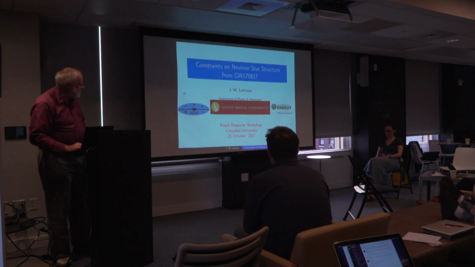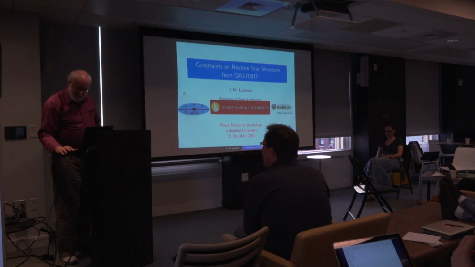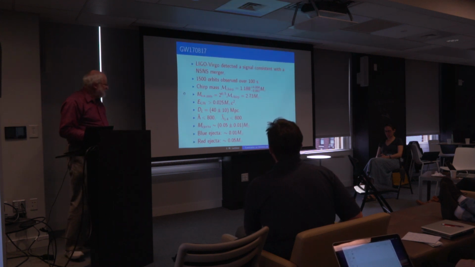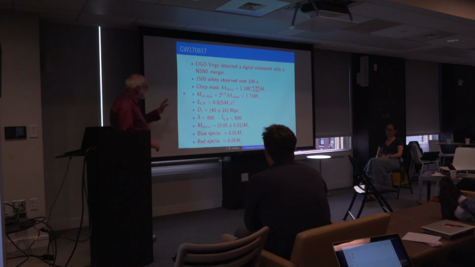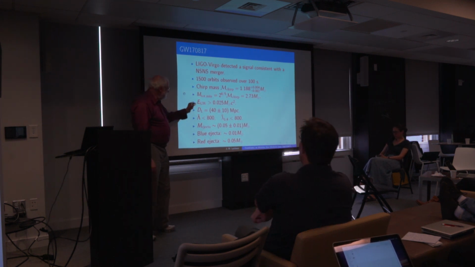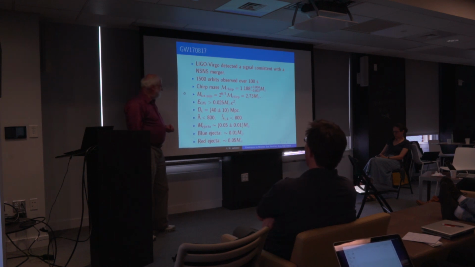Okay, so my comments aren't exactly orthogonal. I suspect they're more complementary. But just to summarize some of the main points, the chirp mass is about 1.2 solar masses, which means that the minimum total mass is 2.73 solar masses of the inspiraling objects.